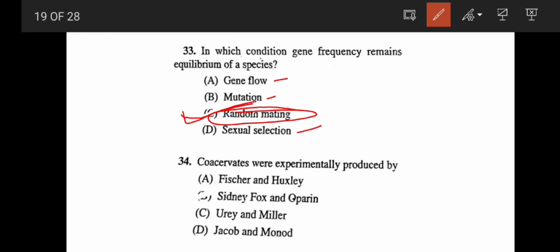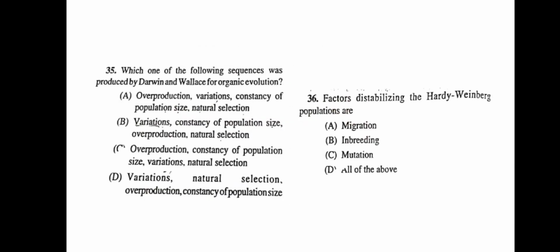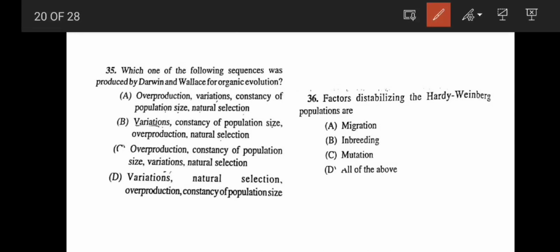Next, coacervates were experimentally produced by Sidney Fox and Oparin. Very informative one. Next question, which one of the following sequences was produced by Darwin and Wallace for organic evolution?